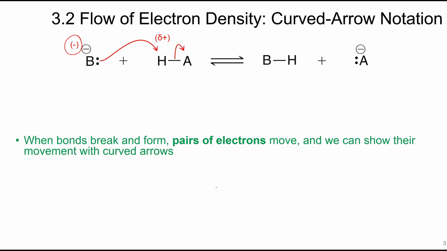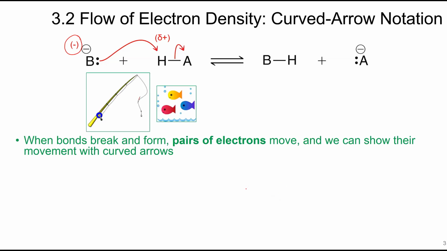When the bonds break and form, the pairs of electrons move, and again we can show their movement with the curved arrows. You can think of it as a fishing rod. So you have your fishing rod here, which is the base, and it's going to grab one of these protons, or the fish, and then it will hook into that and pull it away from the school, or the acid. So this is the H, this would be the acid. The curved arrows are showing the reaction mechanism.